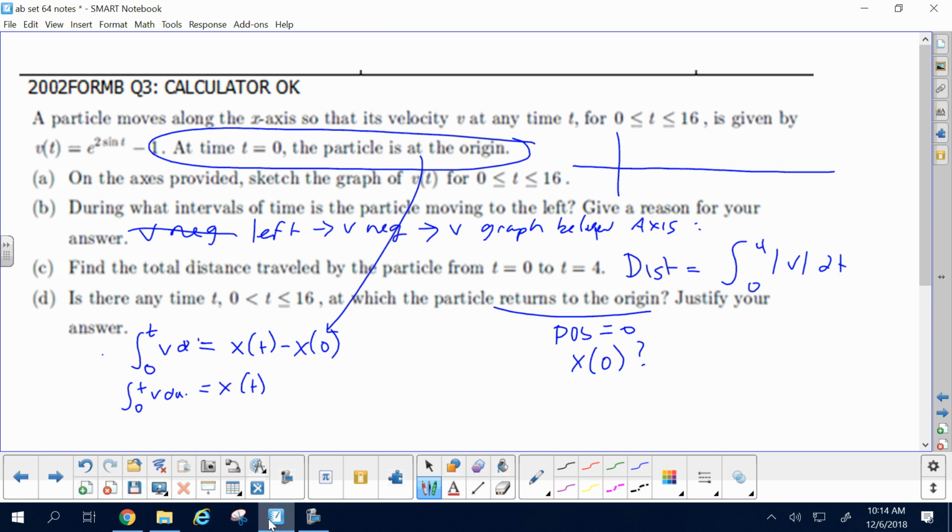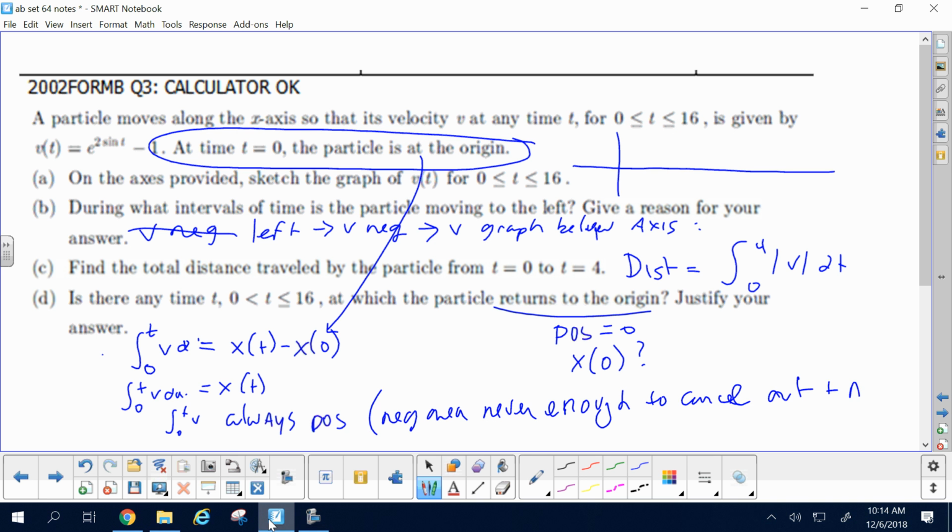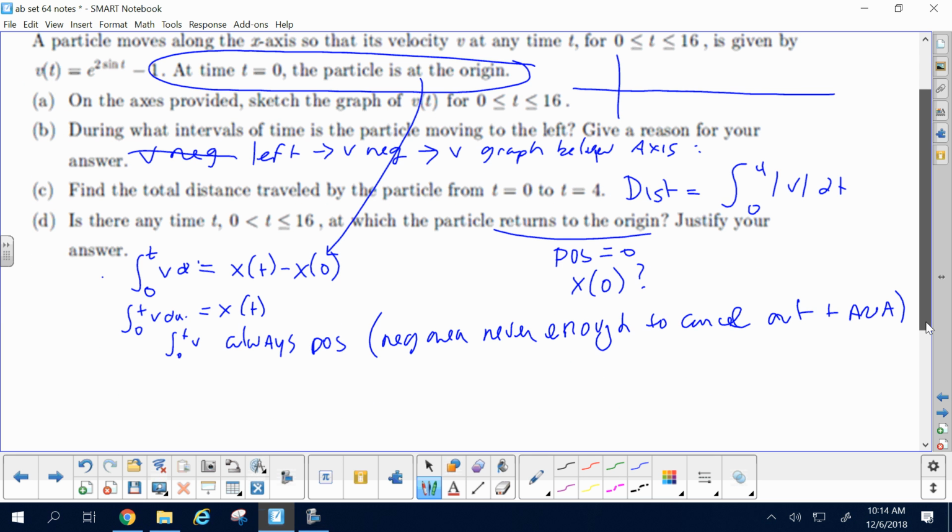As far as how do you say it, you would say x(t) is always positive. Parenthetically, you could say the negative area never cancels the positive area. Never enough to cancel out positive area. And so we conclude then that the particle is never going to be returning to the origin.